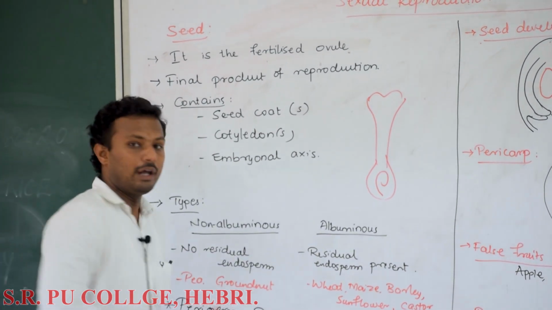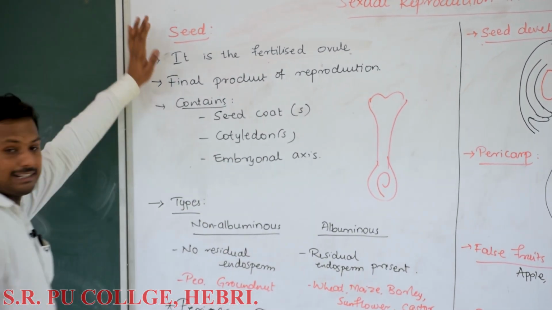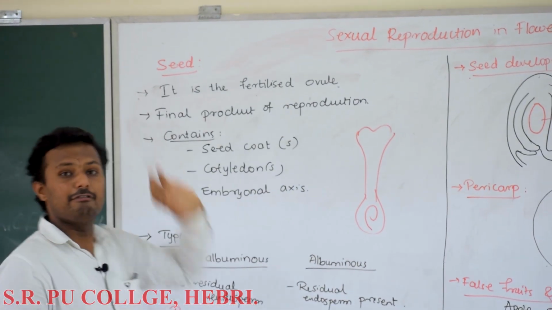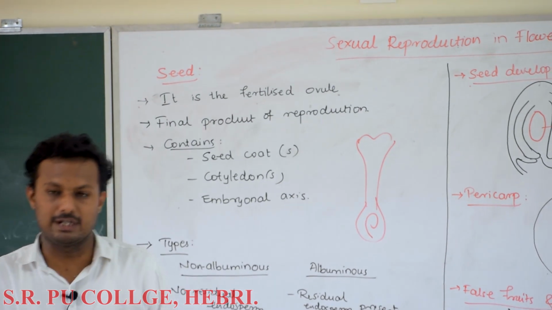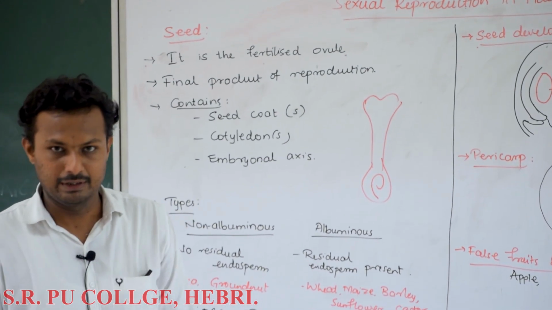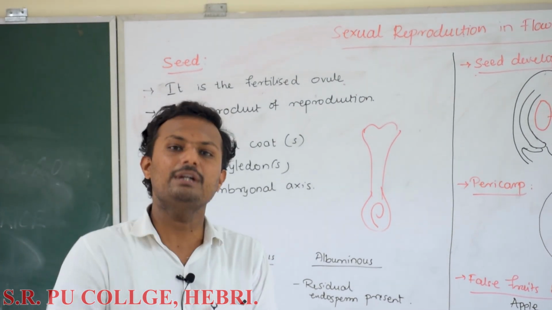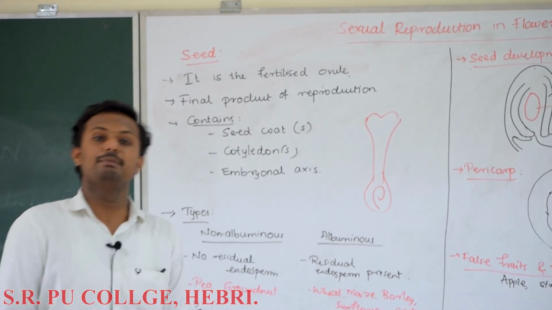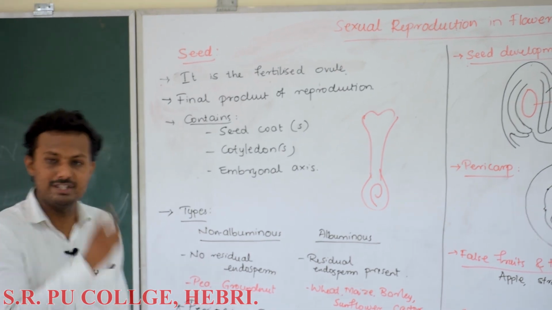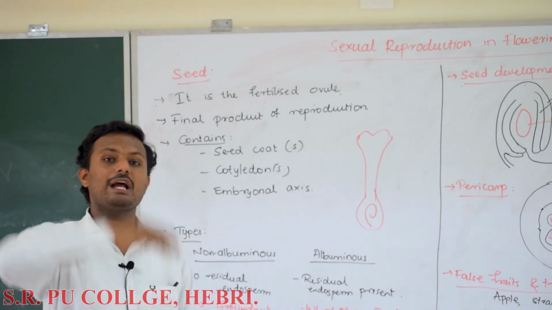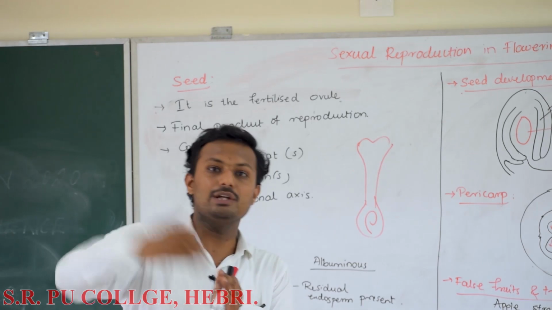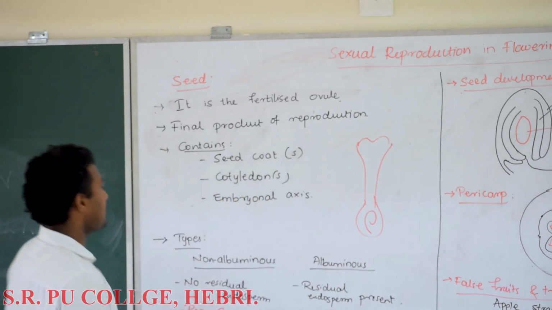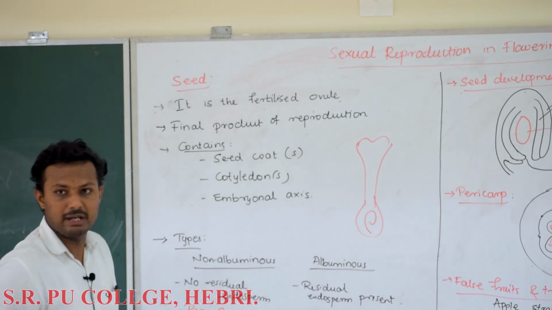So now we are talking about the seed. As I told you, seed is the fertilized ovule and it is the final reproductive part, right? It is a very important resultant part of the fertilization because it is this part which is actually responsible for the propagation, or you can say continuation of the progeny. So now this seed contains three main regions or three main parts.